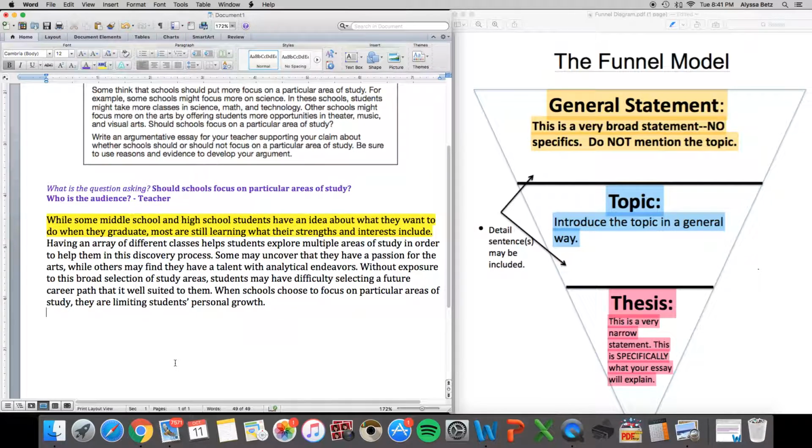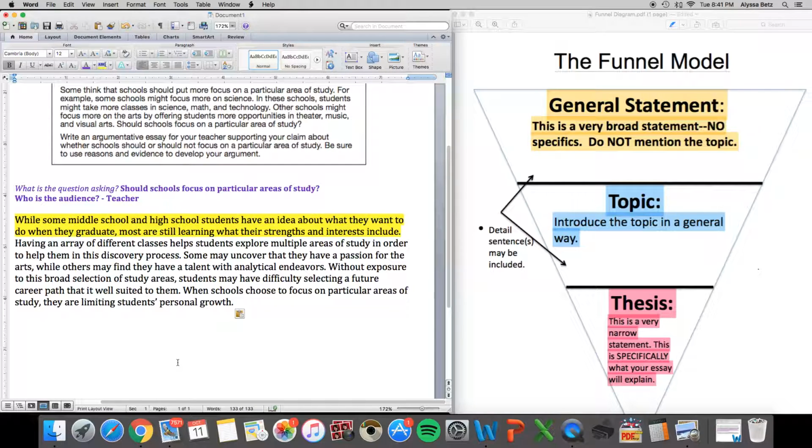I wrote, having an array of different classes helps students explore multiple areas of study in order to help them in this discovery process. Some may uncover that they have a passion for arts, while others may find that they have a talent for analytical endeavors. Without exposure to this broad spectrum or broad selection of study areas, students may have difficulty selecting a future career path that is well suited to them. So see, I'm proofreading here. Need to fix that. When schools choose to focus on particular areas of study, they are limiting students' personal growth.